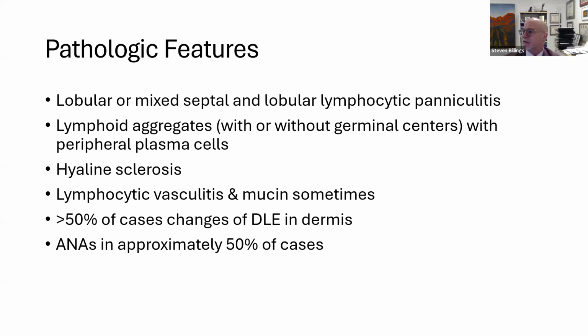In lupus paniculitis, you see lobular or mixed septal and lobular lymphocytic paniculitis. You see lymphoid aggregates, sometimes with germinal centers, and often with some plasma cells. And you tend to see this characteristic hyaline sclerosis of the fat. You may see a lymphocytic vasculitis, but you do not see a leukocytoclastic vasculitis. You may see some mucin deposition sometimes. And again, about 50% of cases are also associated with changes of lupus in the overlying epidermis.